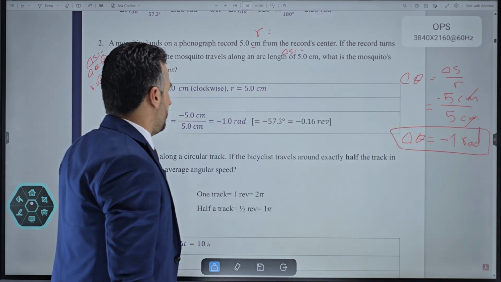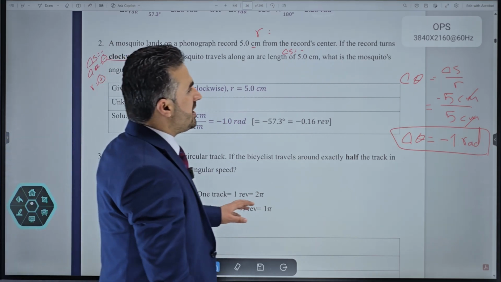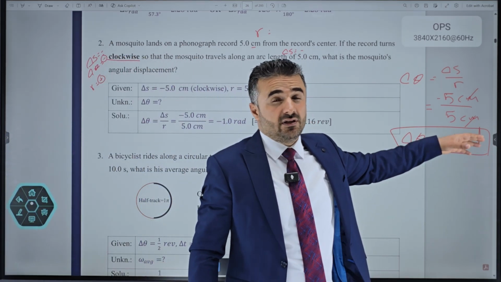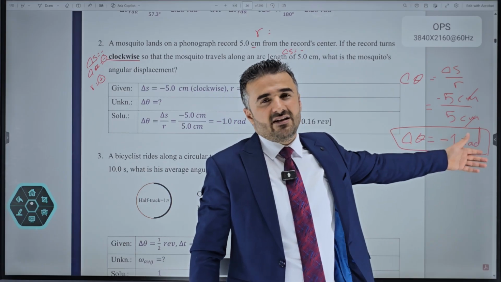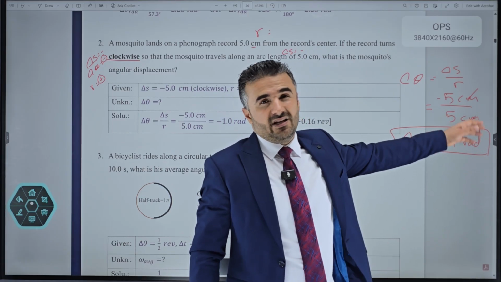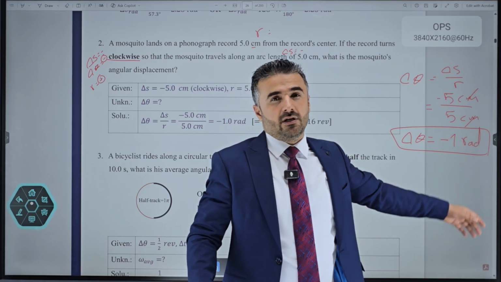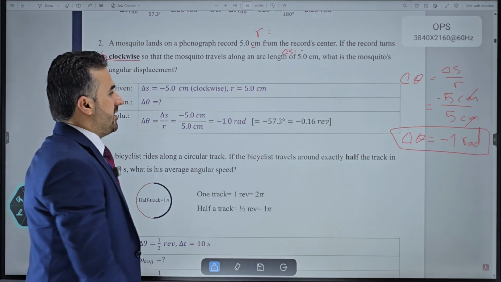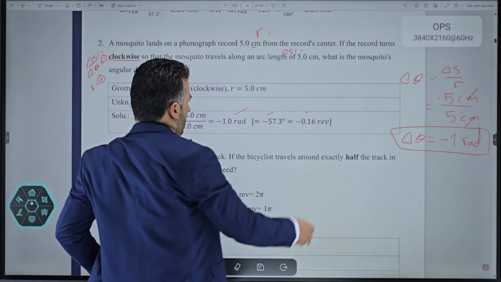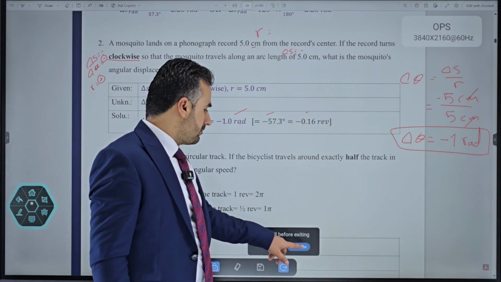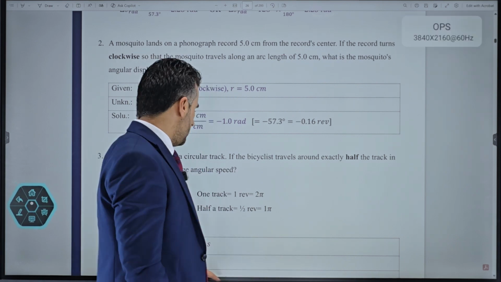Okay, that is the answer for the first question. What if they were saying, what is the angular displacement in degrees? You multiply this by 57.3, then you get that in degrees. If you want to convert it to rev, just divide by 2 pi, you will get the answer, and that's it. These are just in case they were asking for another thing. But don't forget the negative because it says clockwise.